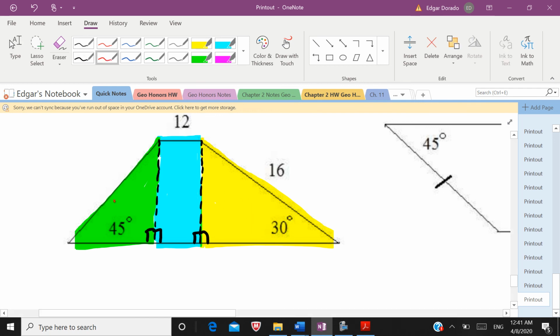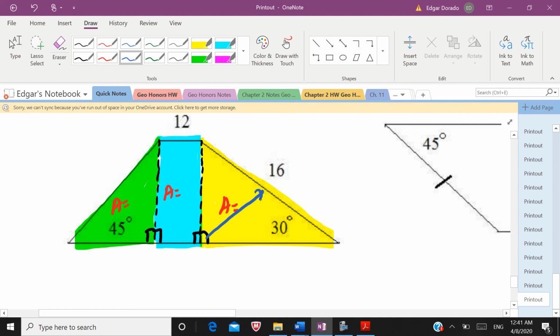What is the area of this one? What is the area of this one? And what is the area of this one? So let's take it one step at a time, guys. What information do I actually know? Well, I'm going to go ahead and start off with the yellow triangle. Okay, let's start off with the yellow one, guys.